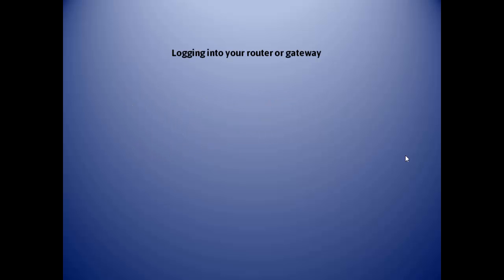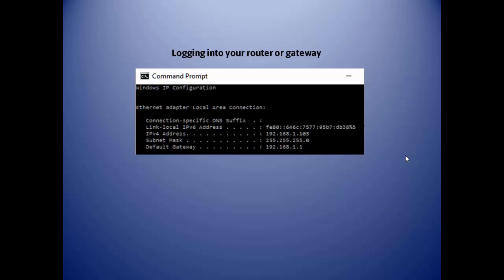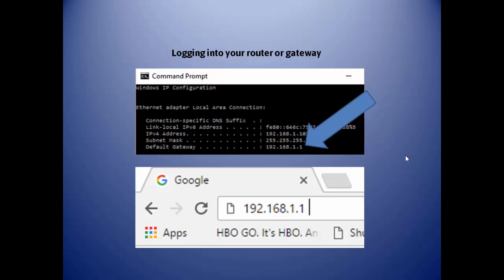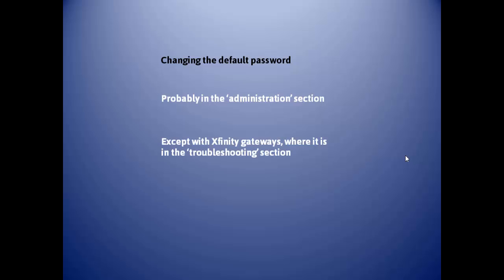So logging into your router or gateway, first thing you do is you pull up a command prompt and figure out what the IP address is of your default gateway. Next, you type that number right into the browser and hit enter, and then you should be prompted with a username and password. To change that default password, which is all too easy, you'd probably be doing that in the administration section of your router or gateway. But there's an exception. The Xfinity or Comcast gateways, it's in the troubleshooting section for some reason.